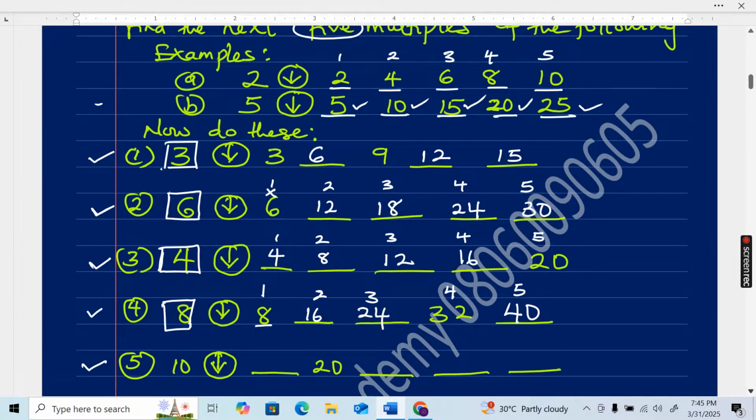Now let's move on to number 5. The number given to us in number 5 is 10. Now when you multiply 10 by 1, we will have 10. So 10 times 1 is 10. 10 times 2 is 20. 10 times 3 is 30. 10 times 4 is 40. 10 times 5 is 50. So we've been able to give 5 multiples of each number given to us.